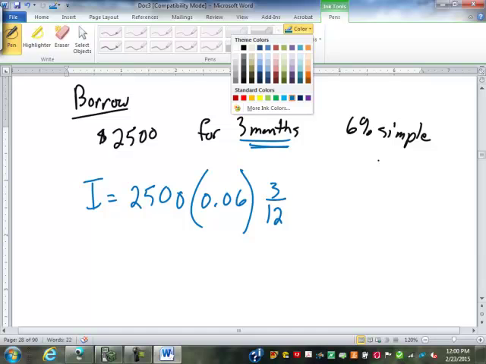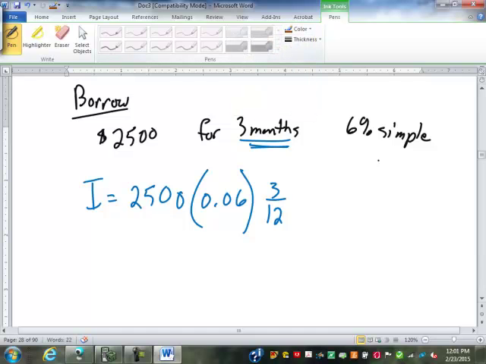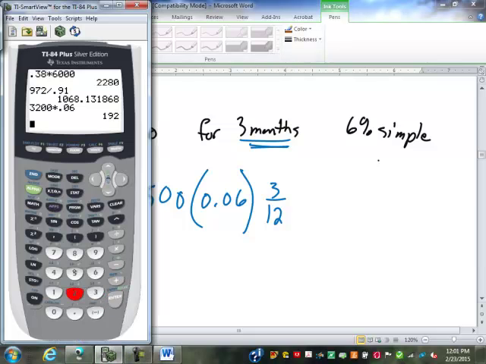We use that same trick a lot with feet and inches as well. Just write it over 12 to become feet from inches. So now we multiply this out. 2,500 times 6% times 3 divided by 12 gives us $37.50.